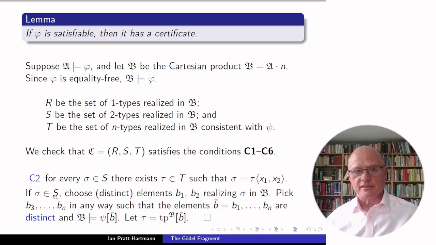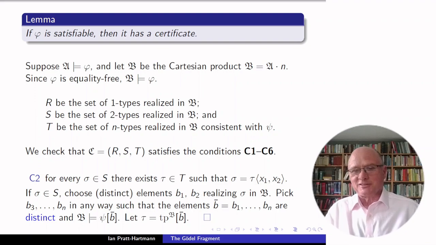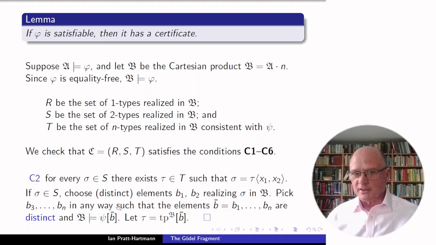Well, if sigma's in S, then by the definition of S, S is the set of 2-types realised in B, there must be elements B1 and B2 realising sigma in B, distinct elements. Remember, when we take things to realise types, we'll always just assume that they're distinct. So there must be distinct elements, B1, B2, realising sigma in B.